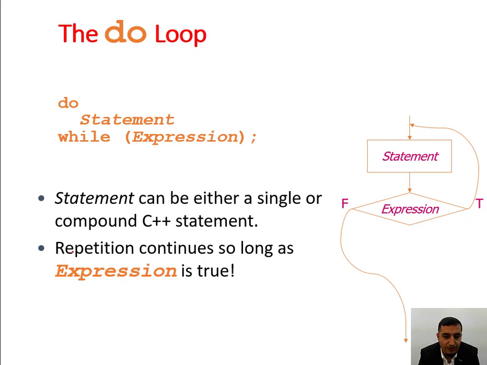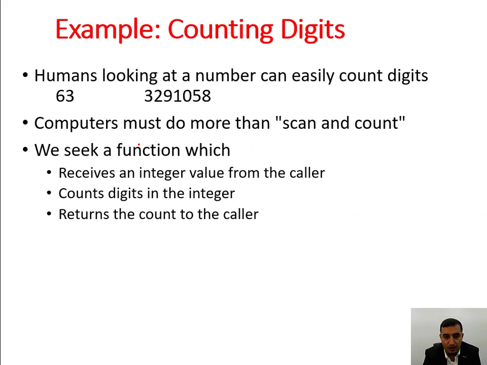So this is the do loop. The do loop is a different type of expression. In the do loop, you have your expression at the end. So in the do loop, you are going to execute your program at least one time. Then we are going to check the statement.